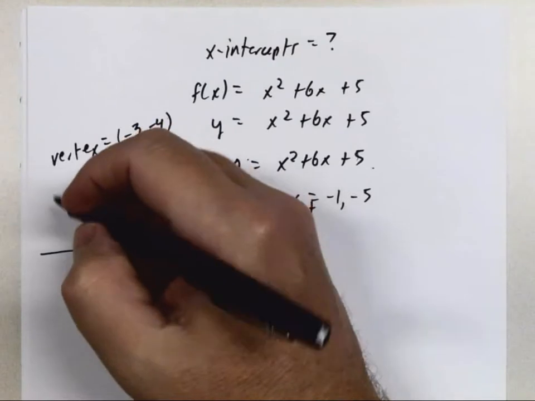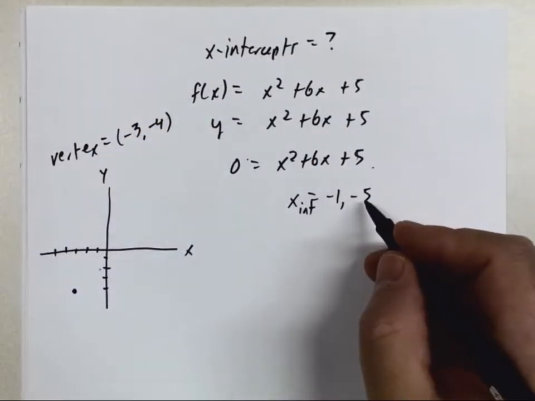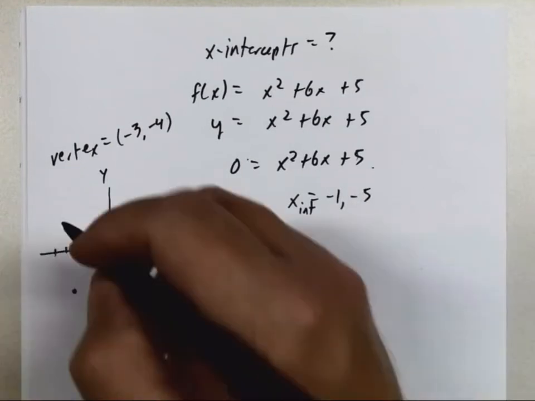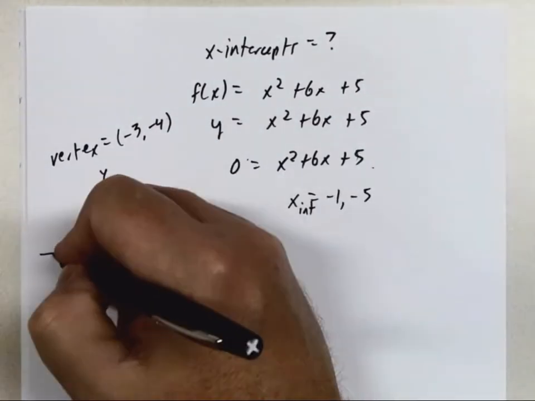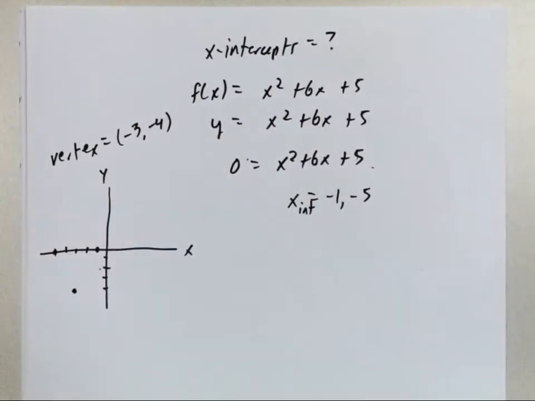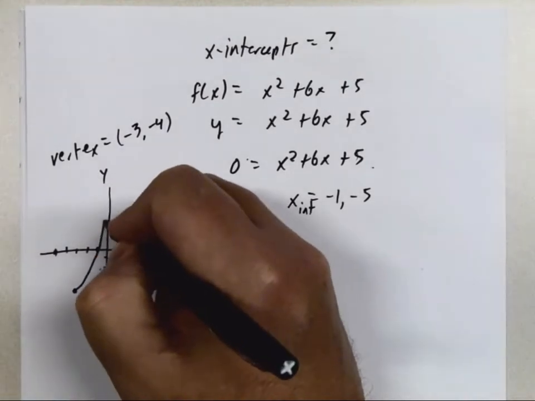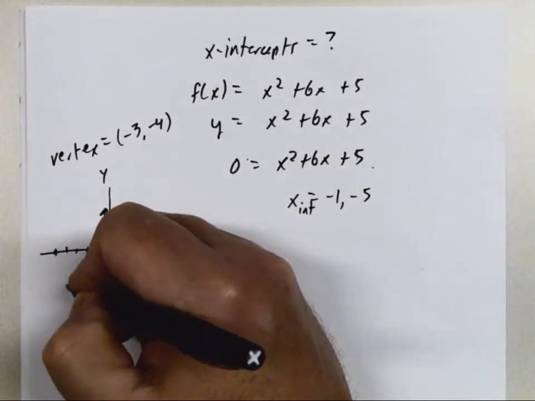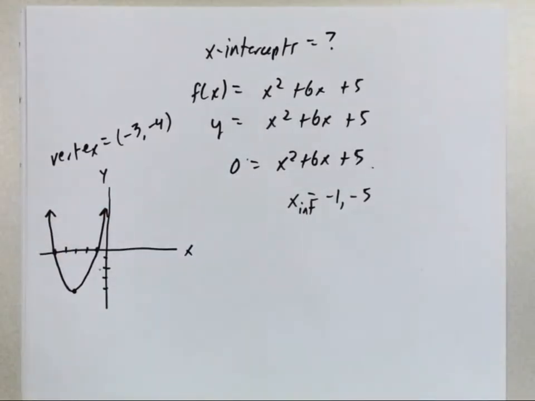So now if I want to have a more precise graph, I can go graph my x-intercepts. Remember, that's where the graph is going to cross or touch the axis. So I go to -1, and then I go to -5, and now I can draw in a pretty precise parabola.